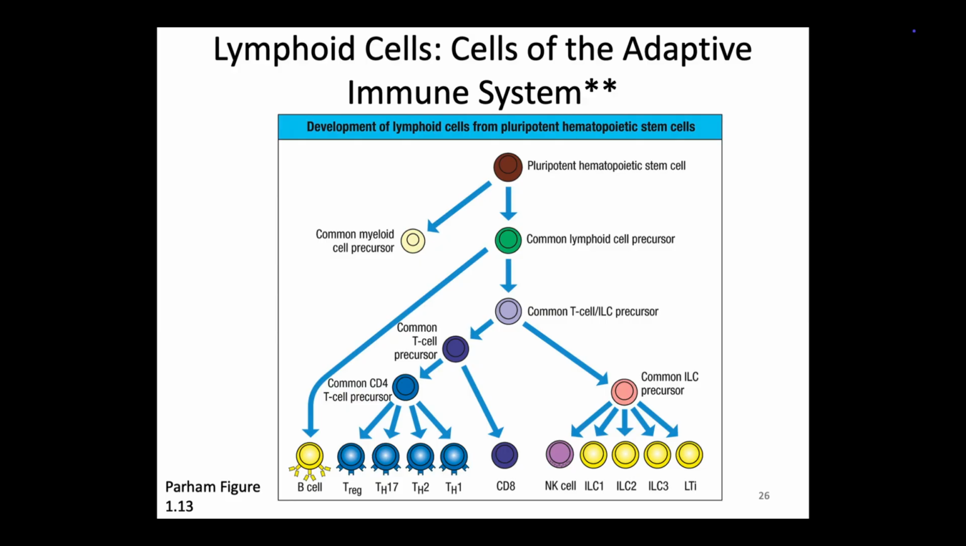And if it becomes a lymphoid cell, it makes cell types that are called lymphocytes from the lymphoid cell. And the lymphoid cells are the adaptive immune system. And so this is sort of a nice distinction. So we've got our lymphoid cells as part of the adaptive immune system.